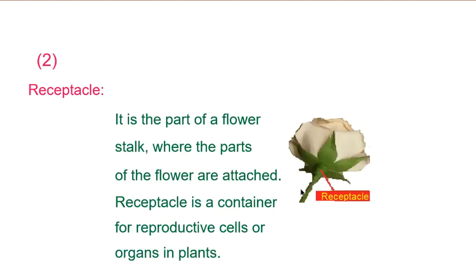Moving forward comes the receptacle. At the end of this stalk, or peduncle, comes the receptacle. It is the part of the flower stalk where the parts of the flower are attached. You can see in the diagram that all the parts of the flower are attached to the receptacle. The receptacle is a container for reproductive cells or organs in the plant. All the organs of the flower which you have seen in the previous slide are attached with the help of the receptacle.